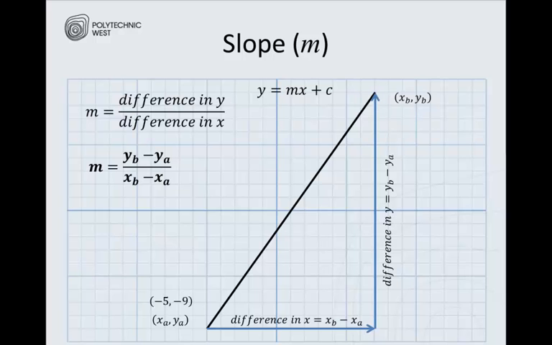In this specific case, point A is at minus 5, minus 9, and point B is at 7, 9. So putting those values in, I get m equals 9 minus minus 9 divided by 7 minus minus 5, or m equals 18 over 12. So the slope m is 1.5. What that means, of course, is for every one it moves in the x direction, it goes upwards by 1.5, and that looks correct.